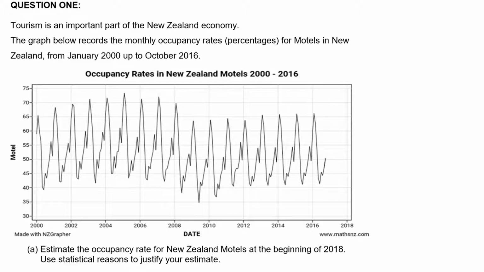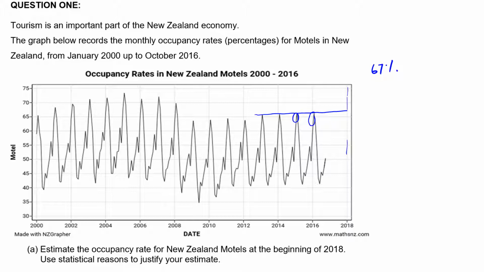Question 1. We're trying to estimate the occupancy rate for New Zealand motels at the beginning of 2018. So over here somewhere, along this line here. Now you use statistical reasons to justify. So what we're going to do is go, well, the beginning of 2018, I'm sort of guessing it's this sort of peak area here. So I'm just going to draw a little trend line, if you like, along there. That gives me an answer of roughly 67%.